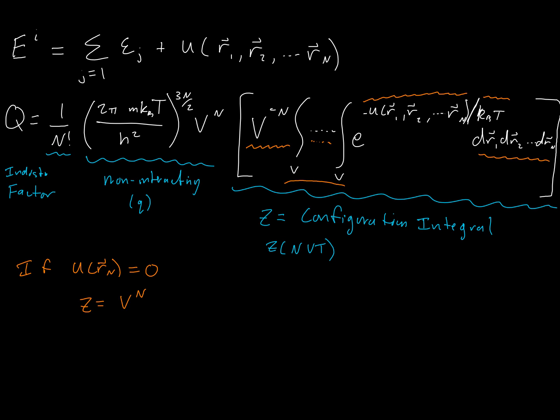Now the reason for that is that if we just integrate over volume, you just get the volume as the answer. E to the 0 is 1. Therefore, if you integrate over the volume dr, that gives you just the volume. So this V to the minus N is there as a correction term for when you don't have any interactions in the system.